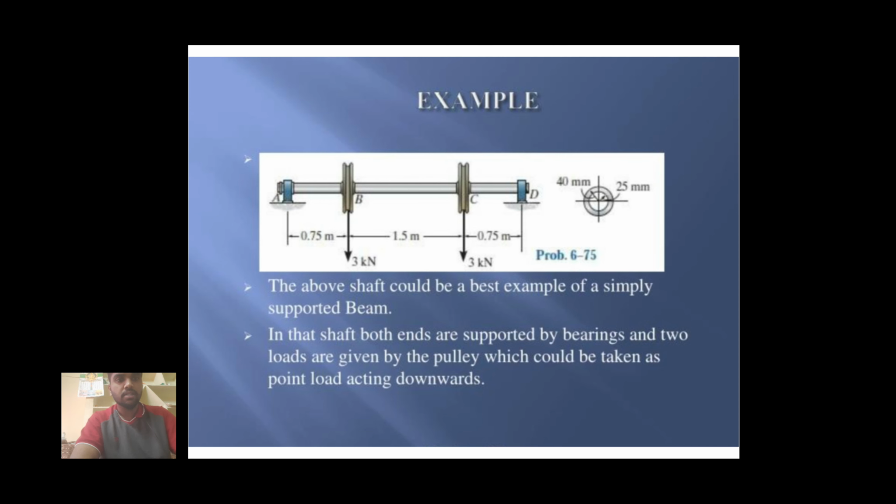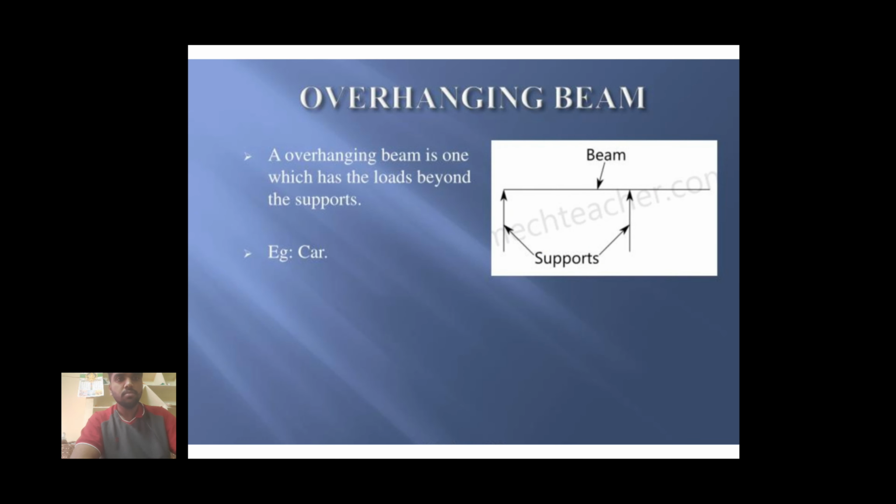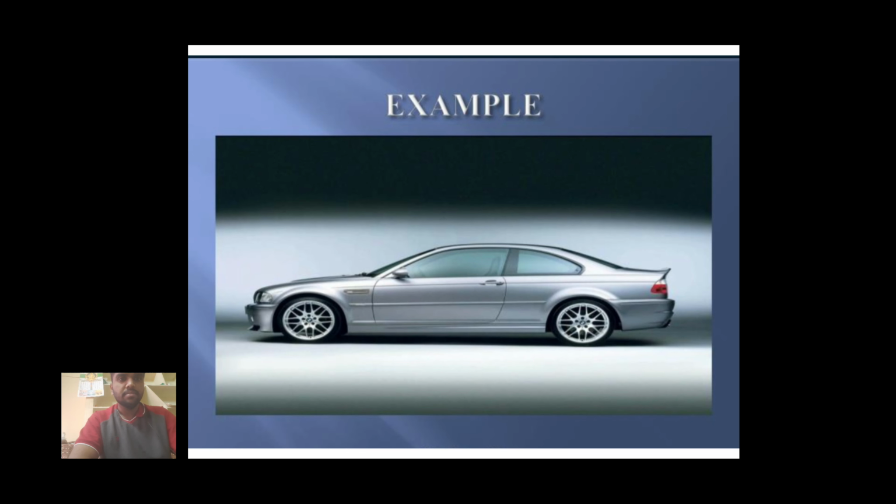In that shaft, both ends are supported by bearings and two loads are given by a pulley, which can be taken as a point load acting downwards. Overhanging beam. An overhanging beam is one which has loads beyond the support, where one end is supported towards the end and the other end is supported in between. So this is known as an overhanging beam. Example: car. When we say car, the front wheels are towards one end, and the back wheels are not exactly at the back end, they are slightly towards the front.